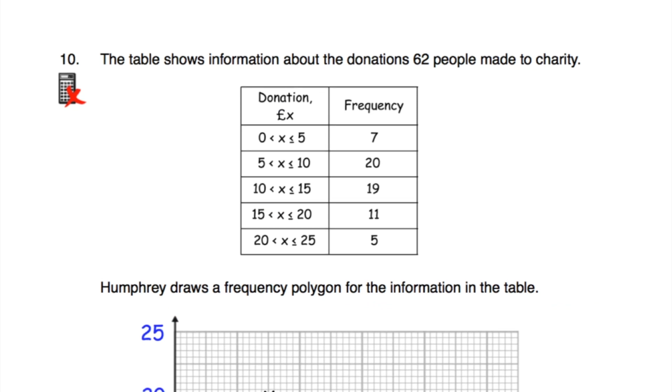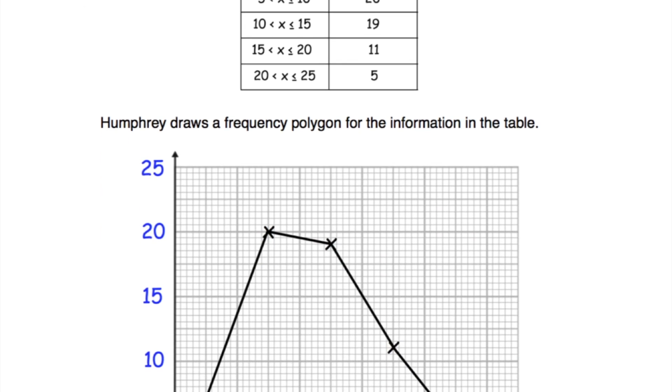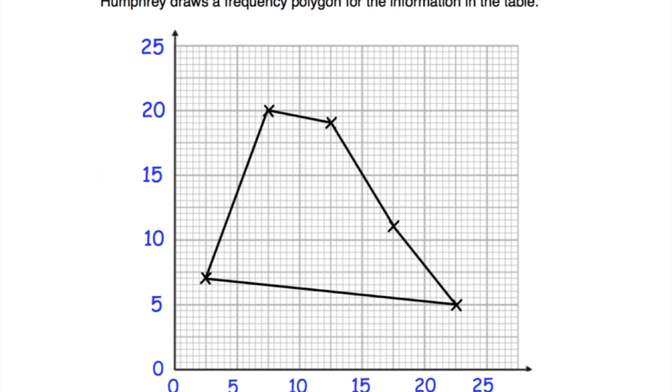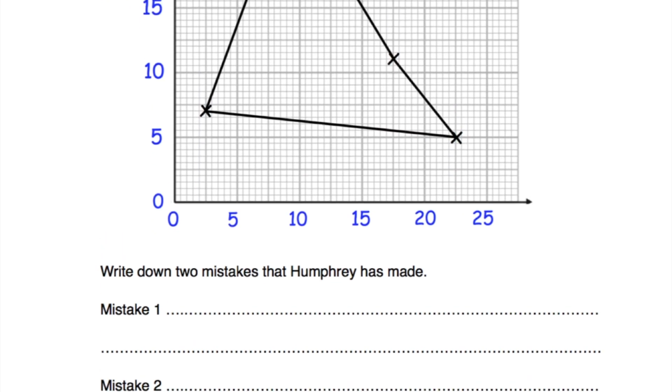So our next question says, the table below shows information about donations 62 people made to a charity. So we've got their donations, so 7 people made a donation between 0 and £5, 20 people between £5 and £10, and so on. And Humphrey drew a frequency polygon to show the information. Here's this frequency polygon, and we've got to write down 2 mistakes that Humphrey has made.